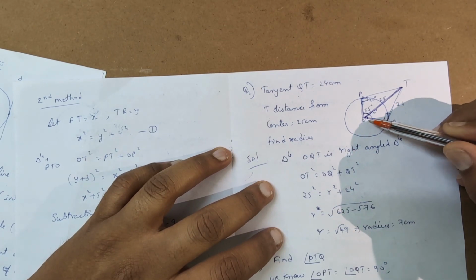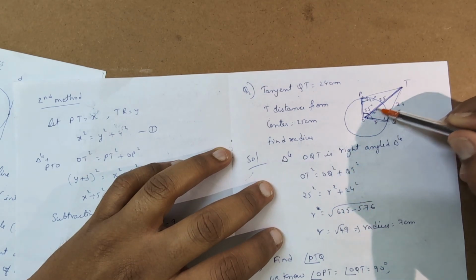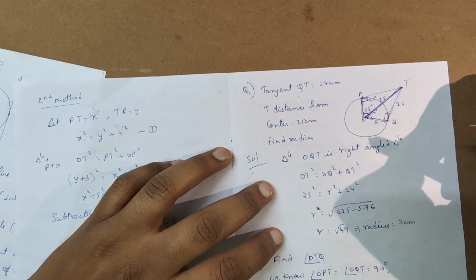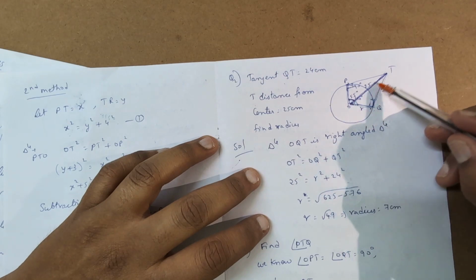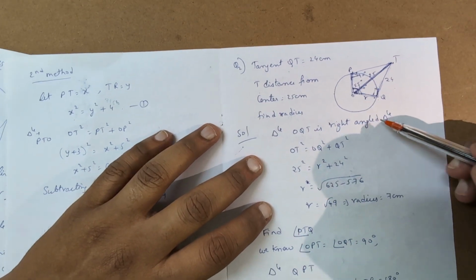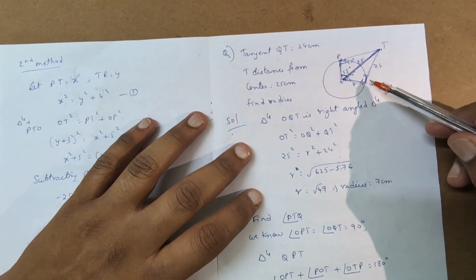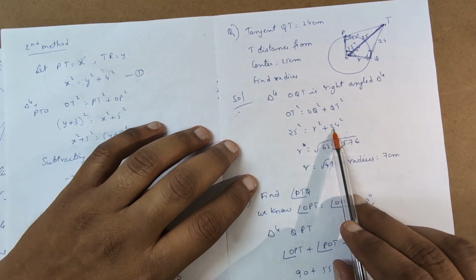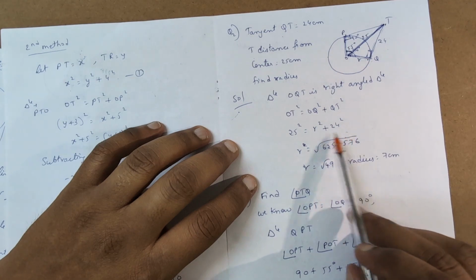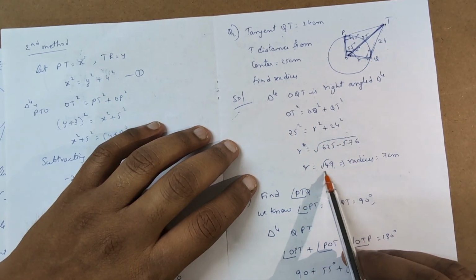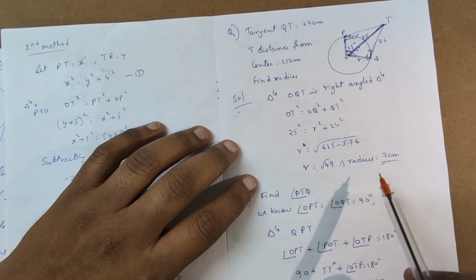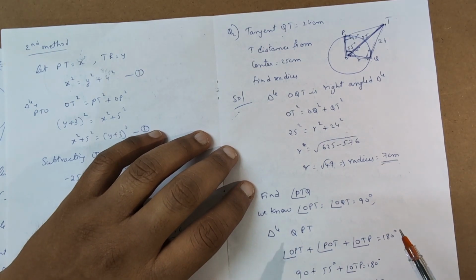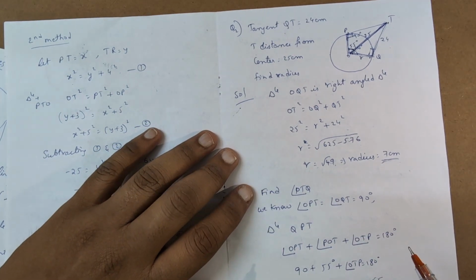Okay, so now consider triangle OQT. This is a right angle triangle here. So QT, the hypotenuse, squared equals this square plus this square. So simply 25 squared equals r squared plus 24 squared. 25 squared is 625 and 24 squared is 576. So r equals root of 625 minus 576, which is equal to root of 49. The radius equals 7 centimeters. We cannot consider the radius as negative because it is a positive quantity. Okay.